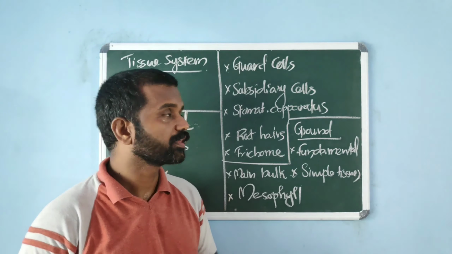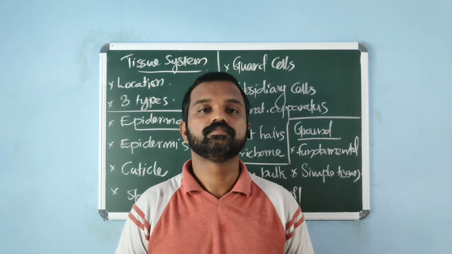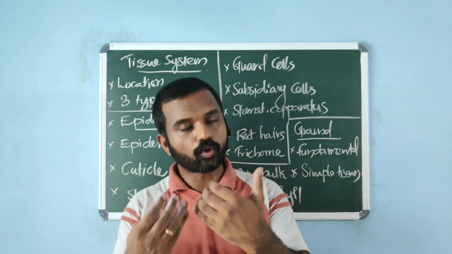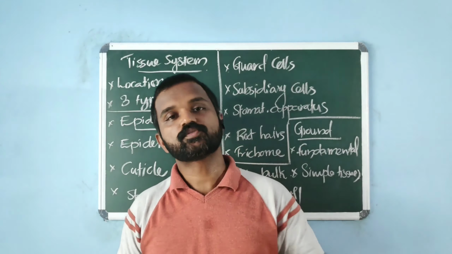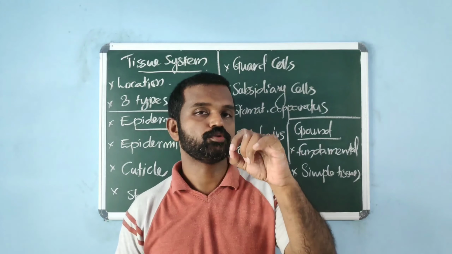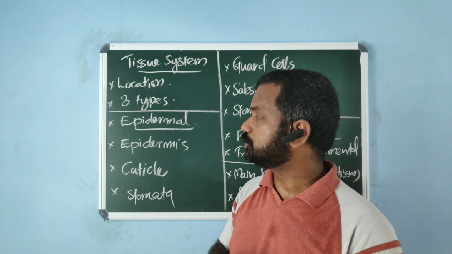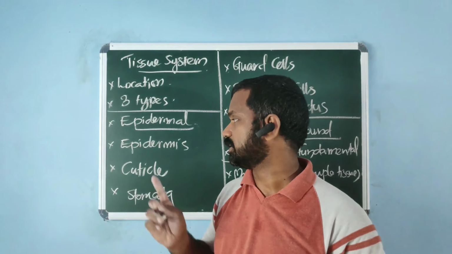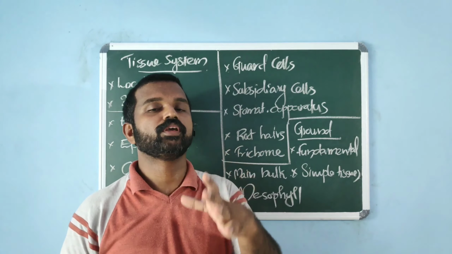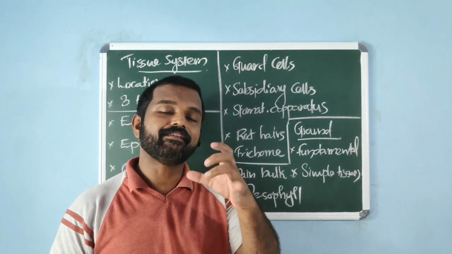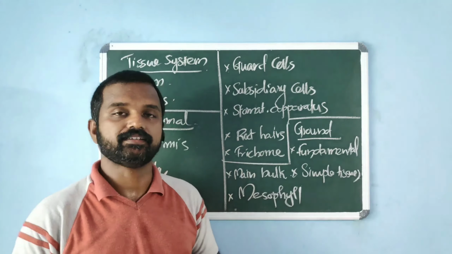Tissue systems. Based on the location, tissue systems are of three types. Structure and function are also dependent on the location. The three types are epidermal tissue system, vascular tissue system, and ground tissue system. First, about the epidermal tissue system. Under the epidermal tissue system, the first component is epidermis. Epidermis is the outermost layer of the primary plant body that consists of tightly arranged parenchyma cells. It is usually single layered.